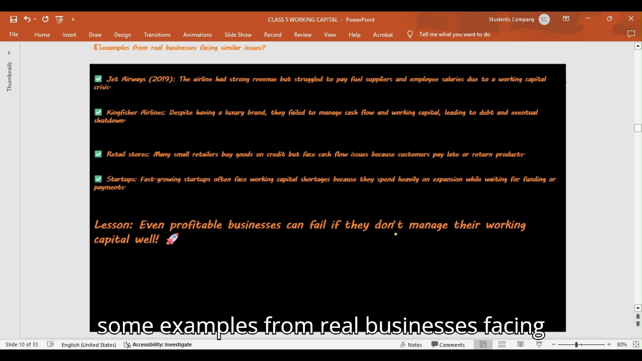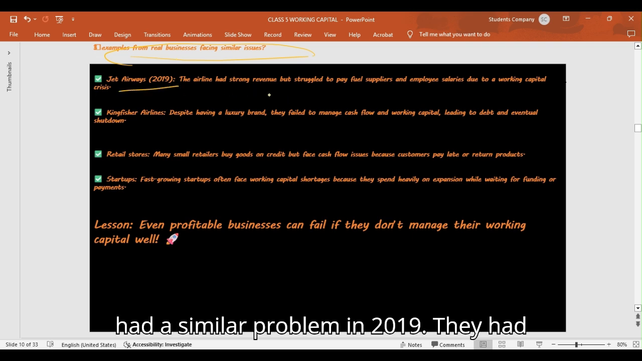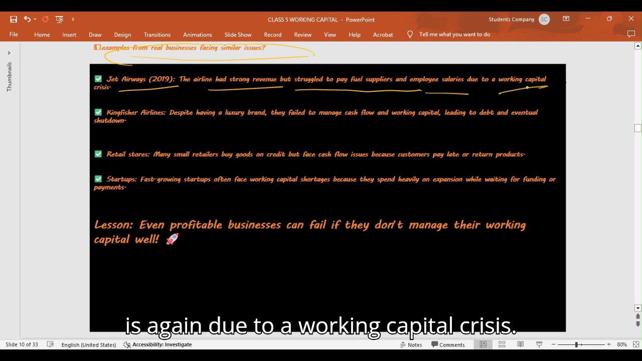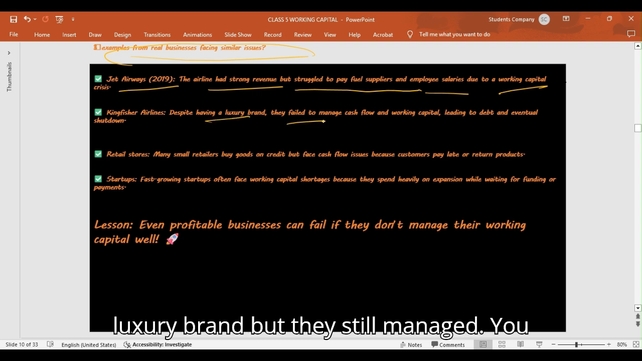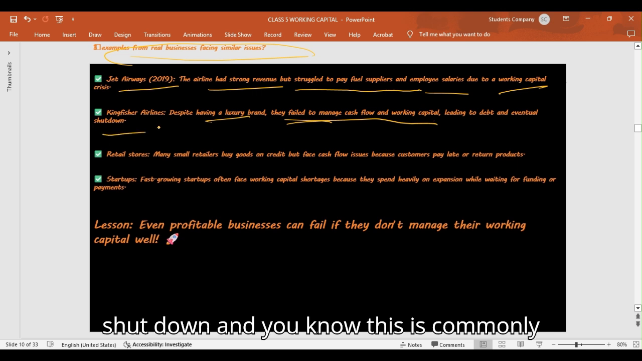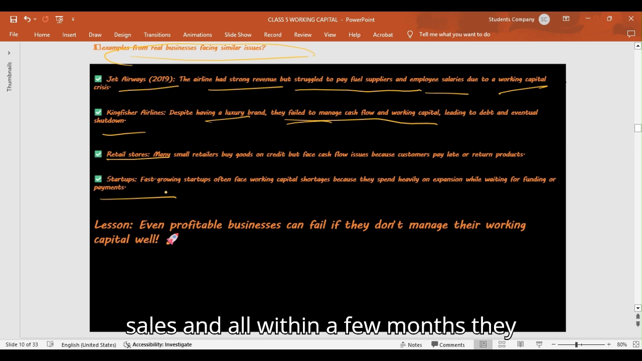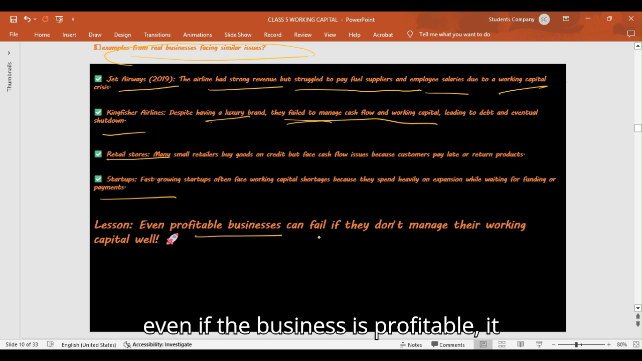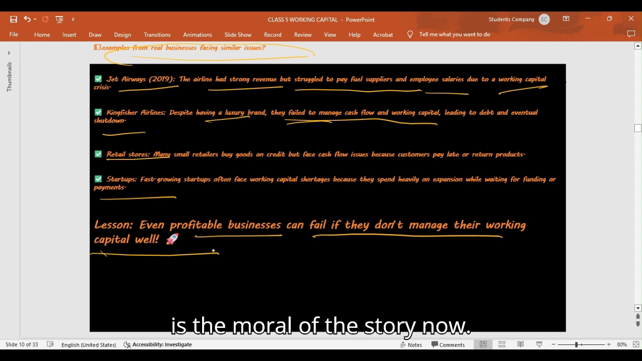Now, there are some examples from real businesses facing similar issues. You could see Jet Airways had a similar problem in 2019. They had strong revenue, but they struggled to pay fuel suppliers and employee salary. This is again due to a working capital crisis. Similarly, Kingfisher Airlines, they had a luxury brand, but they still failed to manage cash flow and working capital. Ultimately, they had to shut down. And this is commonly also noticed in retail stores and startups, where despite having initial sales, within a few months they struggle to maintain that cash flow. So even if the business is profitable, it can fail eventually if they don't manage their working capital well. This is the moral of the story.